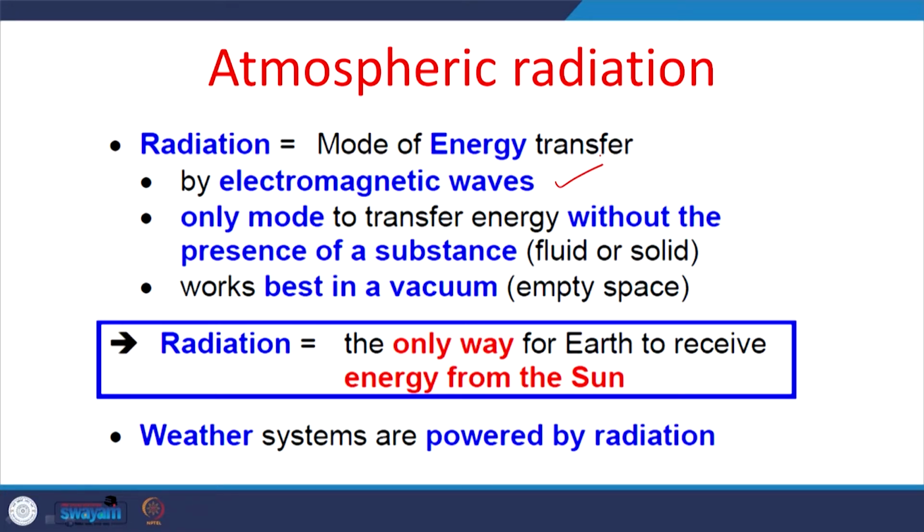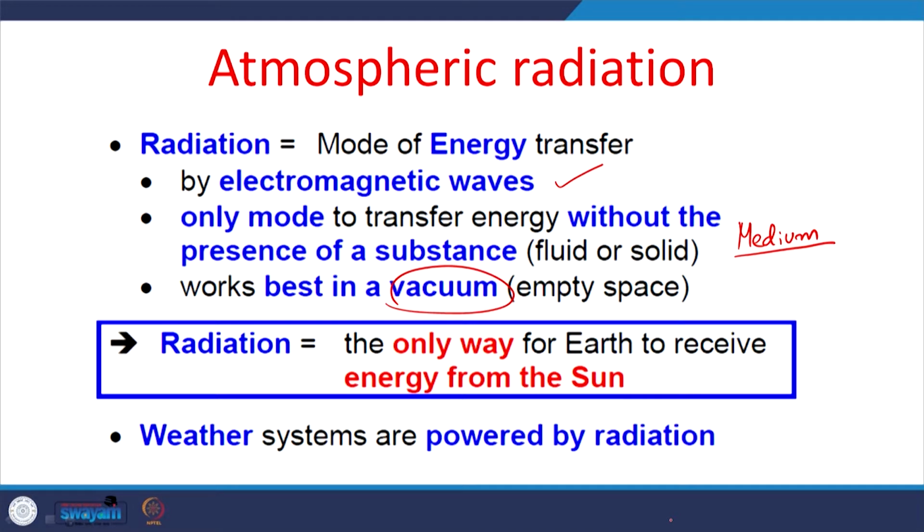It is the only mode to transfer energy without the presence of any substance, any material, or in general any medium. That means even in absolute vacuum, this means of energy transfer is achievable and works best in vacuum, empty space. Okay, most importantly, radiation is the only way in which the Earth receives the energy from the sun. There is no other way that we can receive the energy from the sun.